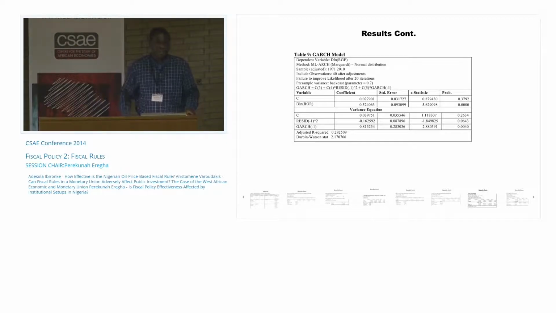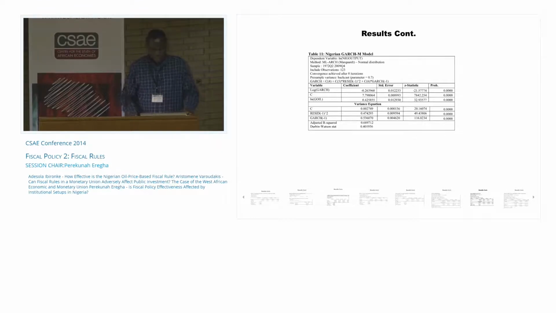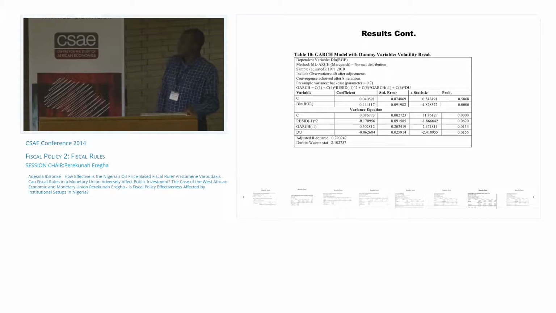Now, there is the inclusion of the dummy variable in the second GARCH model. As we could see, DU is one of the regressors. It is statistically significant. The DU points to a volatility break. It is a dummy created by ascribing 1 to the years of the fiscal rule and 0 otherwise. So the dummy variable is statistically significant. The volatility break is statistically significant, indicating that the fiscal rule has been effective.